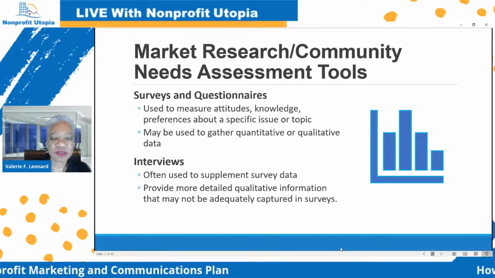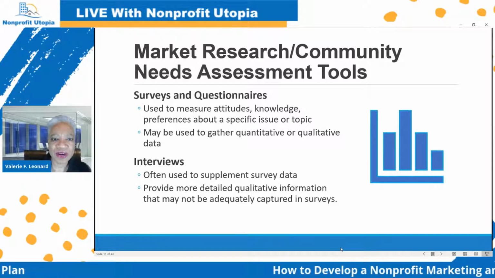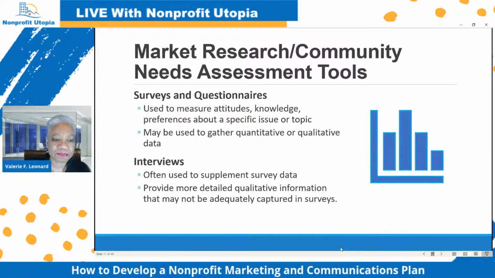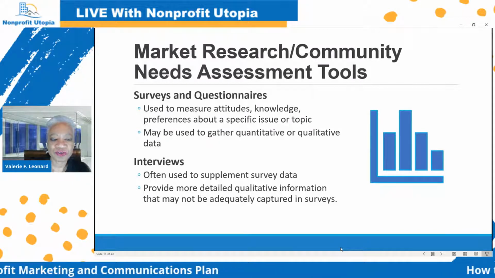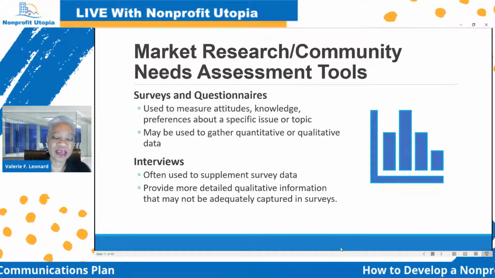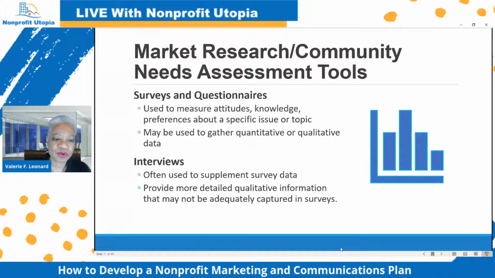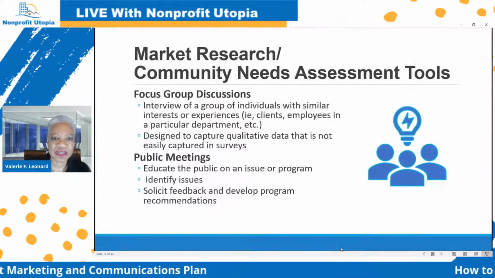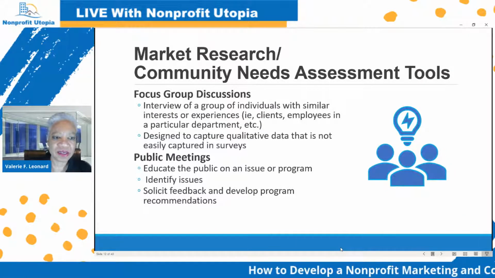And the value of surveys and questionnaires is they help you get behind the numeric data that you might be collecting in other places. And the interviews, those are used to supplement your survey data, and they give you, as well as your subjects, the opportunity to delve deeper into certain questions. And again, the purpose for the interviews is to get behind the numbers that you might be collecting in other places.